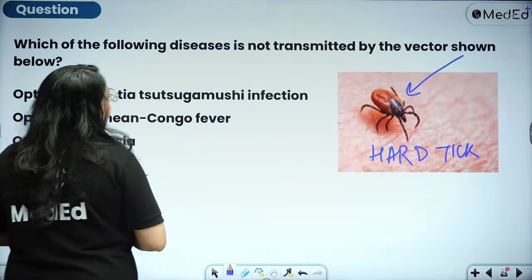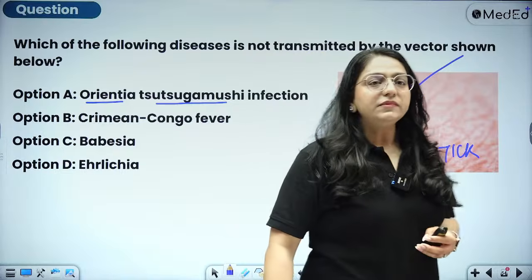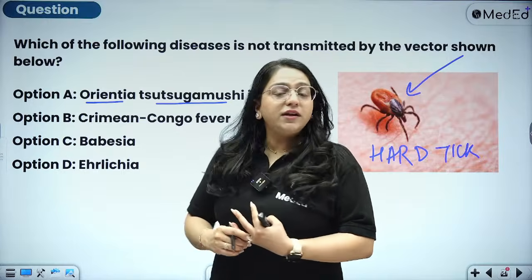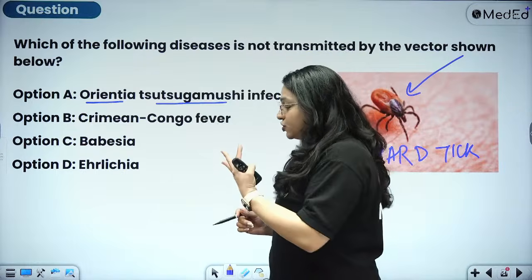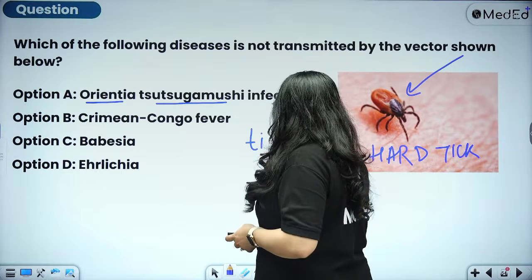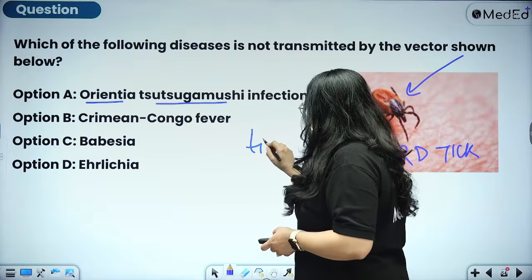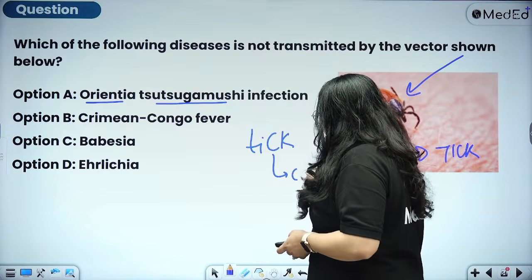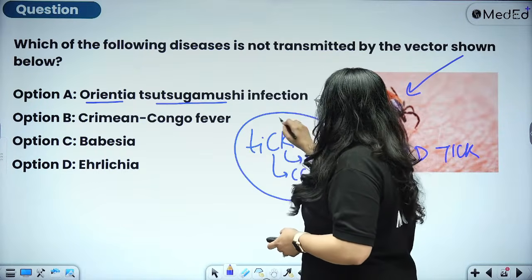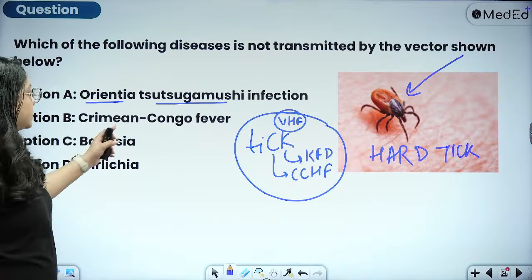So you have the hard tick. Orientia tsutsugamushi is transmitted by what? Scrub typhus. Scrub typhus is chiggerosis. So it is not your hard tick, it is the larva or chigger. Crimean-Congo hemorrhagic fever: I always tell you how to remember viral hemorrhagic fevers. For the vectors of hemorrhagic fevers, you write tick. From K it is CCHF and from K it is KFD. So these two are the viral hemorrhagic fevers caused by the tick: Kyasanur forest disease and CCHF. So this is also tick.